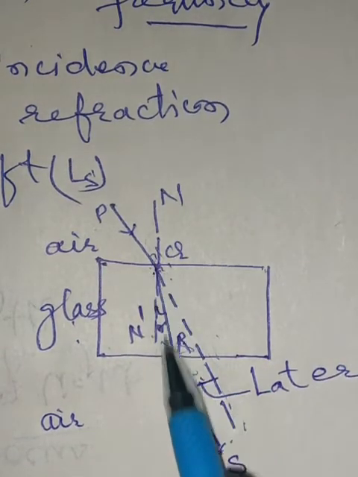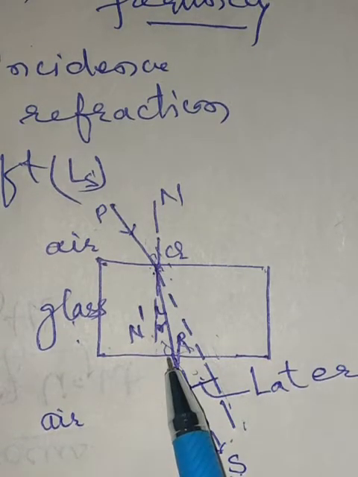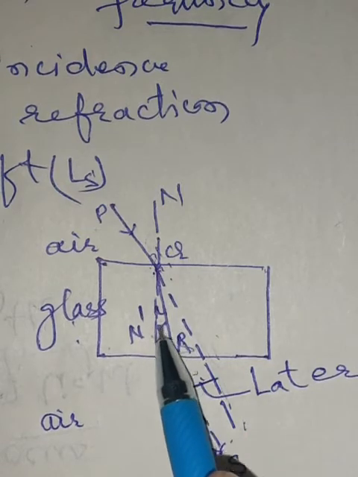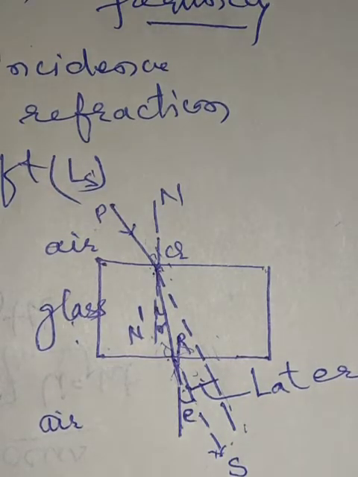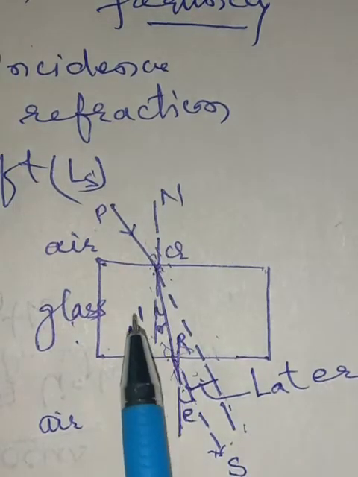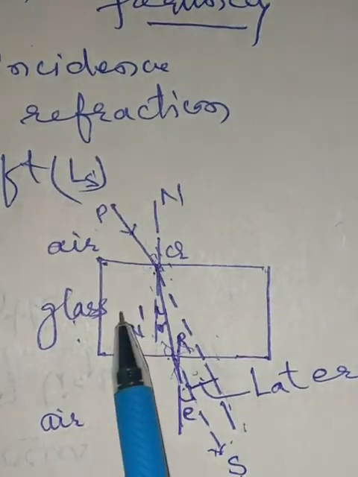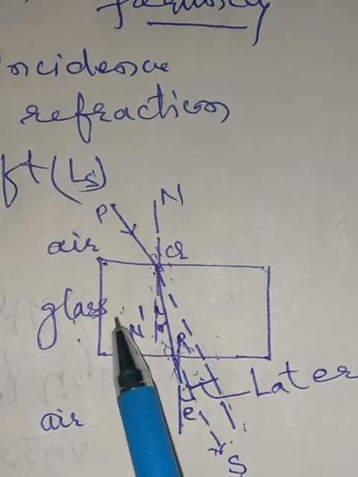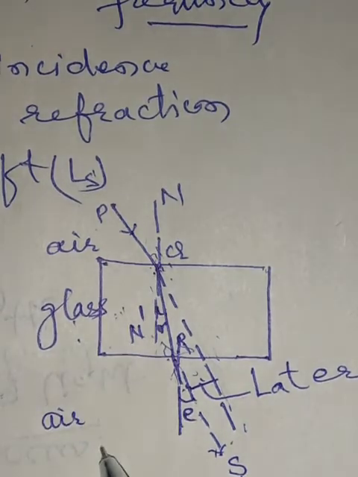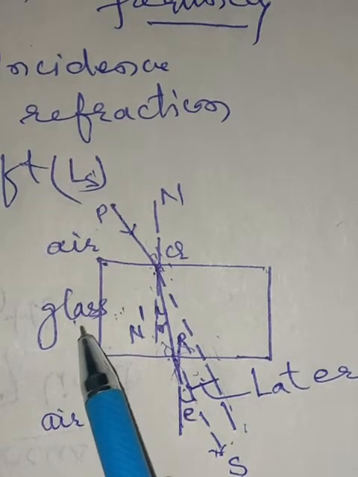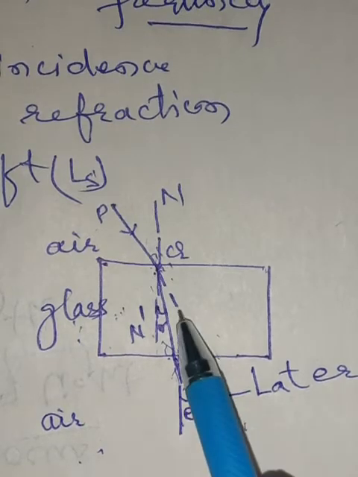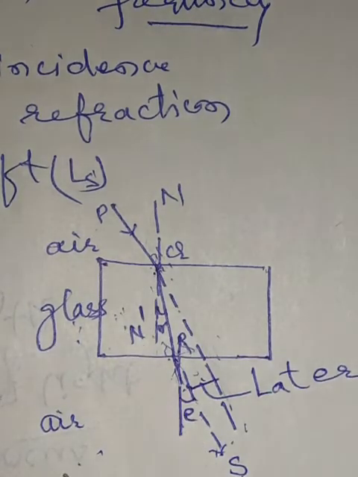ray of light हम क्या देख रहे हैं? QR केस में, it is making an angle r, that is called the angle of refraction. Now here what is happening? This is the air medium, this is the glass medium. Again the ray of light will move from the glass medium to the air medium. So when the ray of light is moving from glass medium to air medium, it is moving from denser medium to rarer medium.